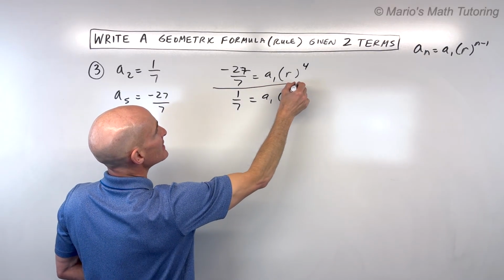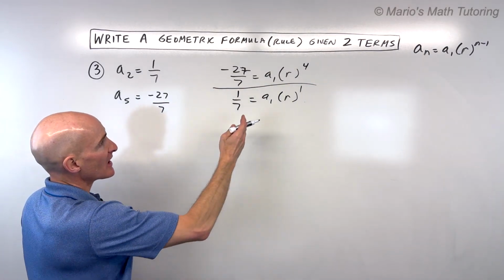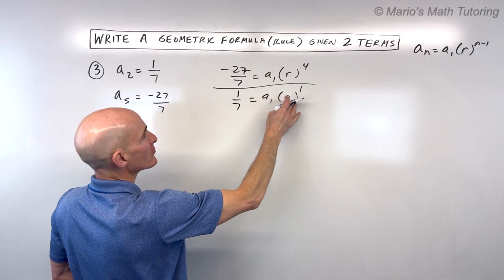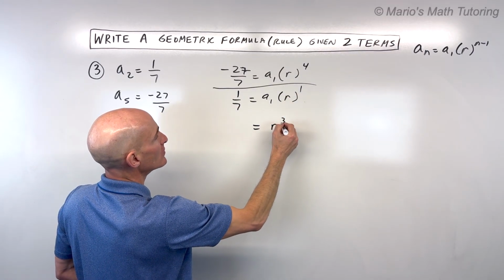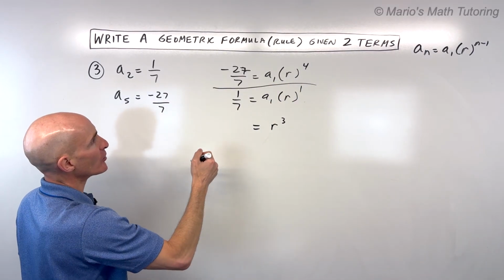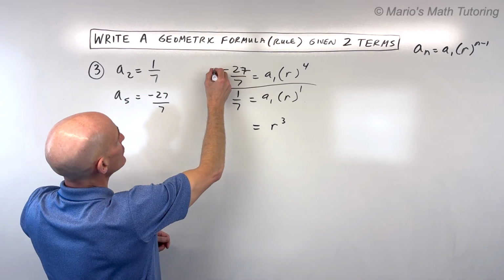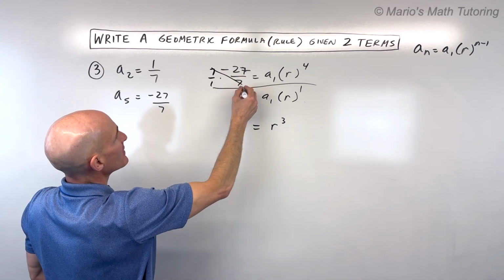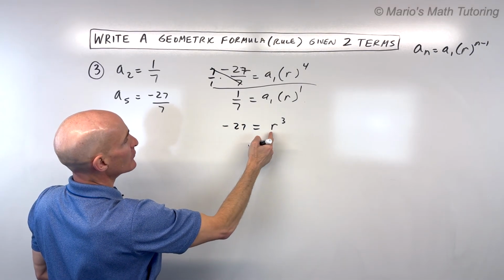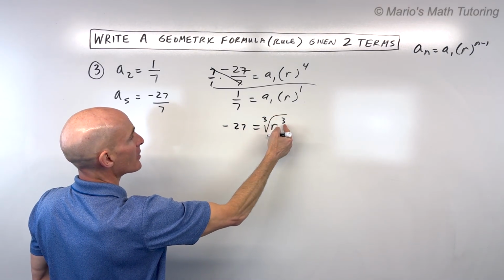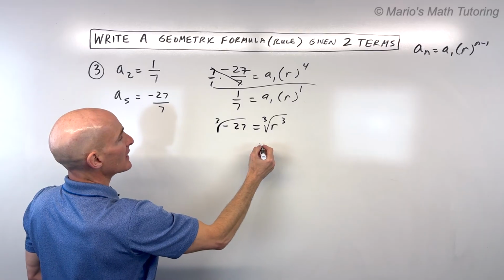I'll just do that same technique of dividing the two equations to cancel out the a1s. r to the 4th divided by r to the 1st is r cubed. Remember, when you divide, you subtract the exponents. When you divide by a fraction here, it's like multiplying by the reciprocal. So that comes out to negative 27.